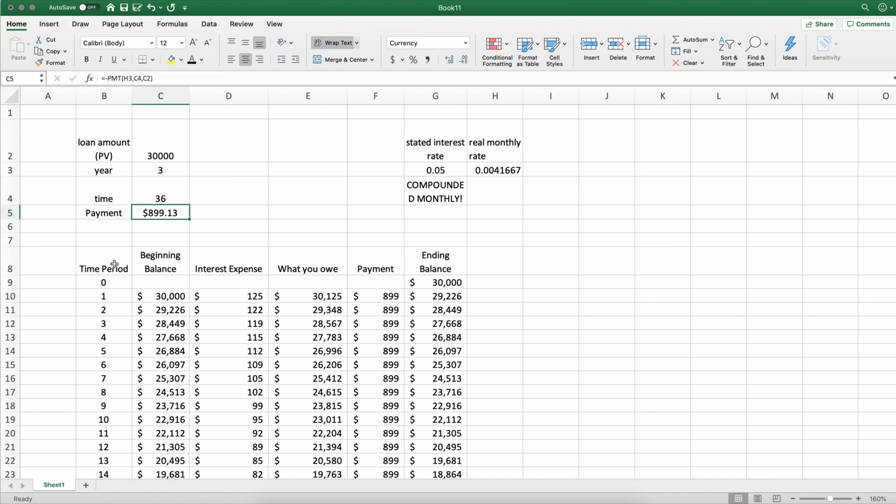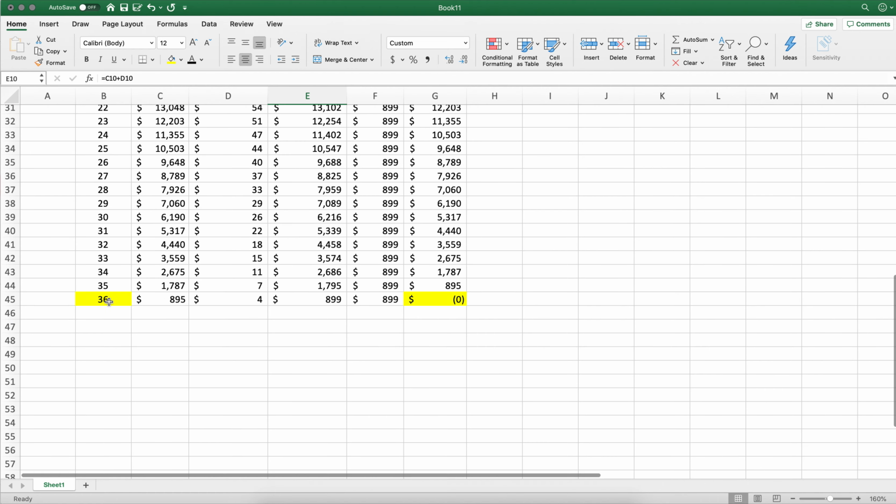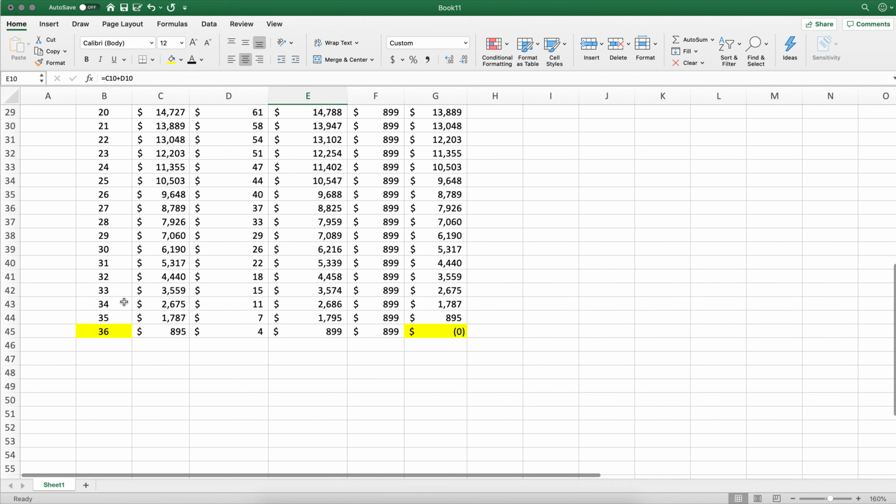And then we made a couple columns: time period, beginning balance, interest expense. We added this. You don't really have to, but we said, what do we owe? Well, we owe the beginning balance plus the interest expense. We made a payment, so the ending balance is what we owe minus the payment. And that's the way that I would solve an amortization problem. The way you can check yourself is if you have the number of periods, if you copy it down all the way, and you get to 0 at the time when the final period is, then you've done it correctly.